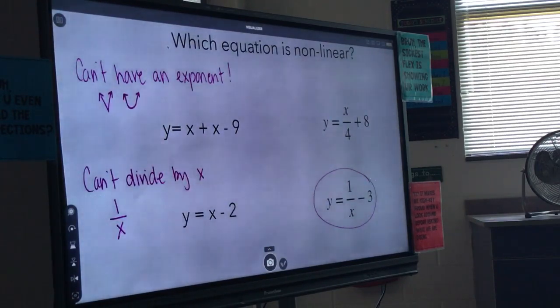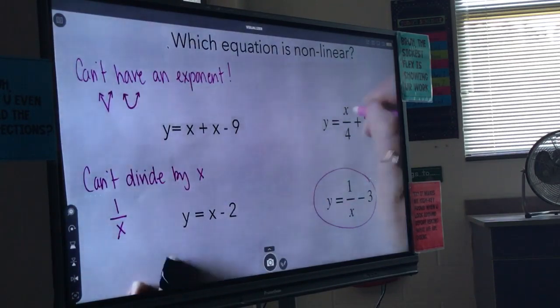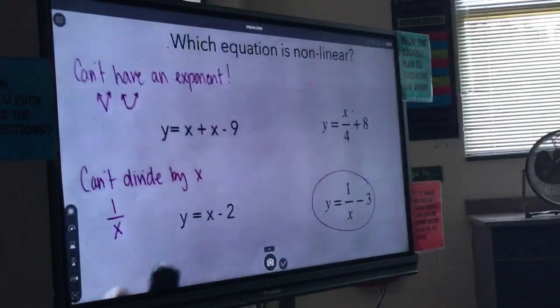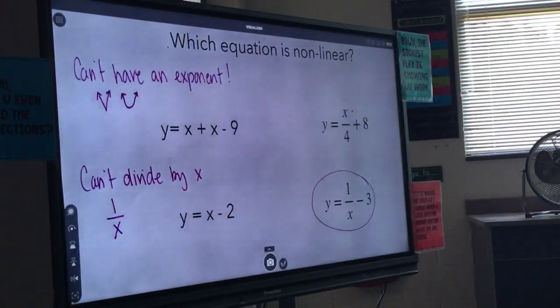Okay. Do not get confused with this one. This is a division one, and it can be division, but what can it not be divided by? Cannot be divided by x, and that's what you guys have to be careful with. So if the x is on top of the division, that is fine. If the x is on the bottom, that is not okay.